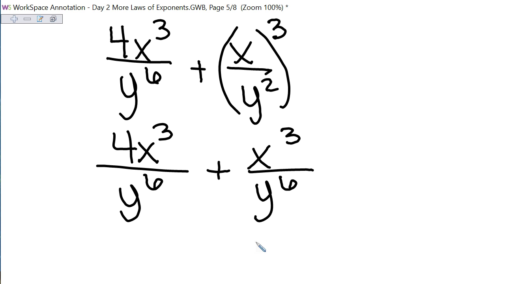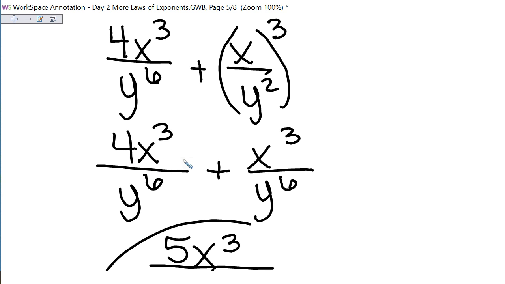Yes, they have a common denominator, so keep the common denominator. And when you add those numerators, what does that give you? 4x cubed plus 1x cubed would give us 5x cubed. So 5x cubed over y to the 6.